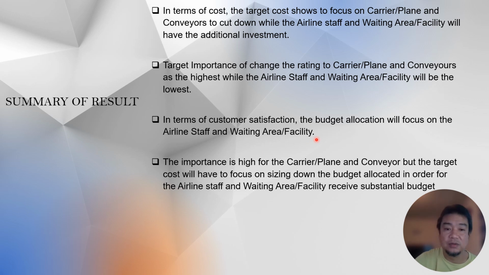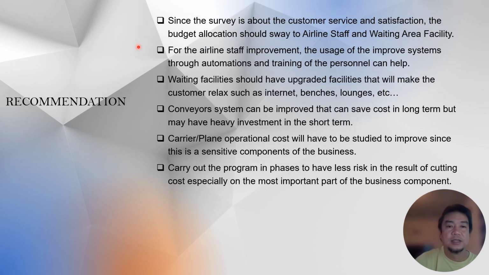In terms of importance, it is high for the carrier plane and conveyor, but the target cost will have to focus on sizing down the budget allocated in order for the airline staff and waiting area facility to receive a substantial budget. As a recommendation, since the survey is about customer service and satisfaction, the budget allocation should sway to airline staff and waiting area facilities.